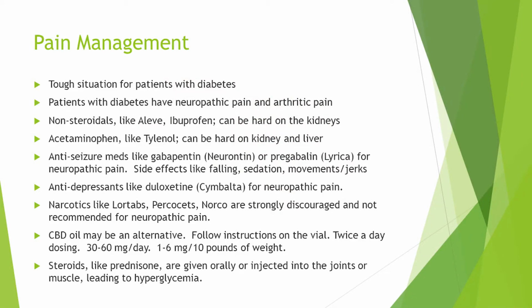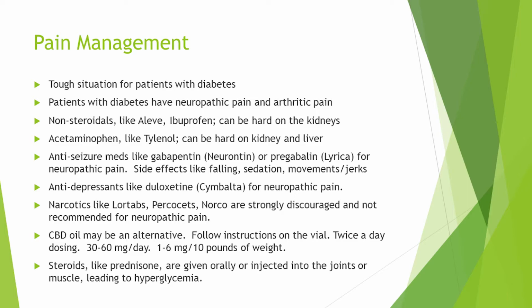So that leads us to pain management. That's a tough situation for people with diabetes because they have pain. They have neuropathic pain from diabetic neuropathy, and they also have arthritic and joint pain. So we can prescribe nonsteroidals like Aleve and ibuprofen, but it can be hard on kidneys, especially on elders. And then we can use high-dose Tylenol or acetaminophen, but this can also be hard on kidneys and livers, especially with long-term use. We use anti-seizure medicines like gabapentin, also called Neurontin, and pregabalin, which is Lyrica, for neuropathic pain.